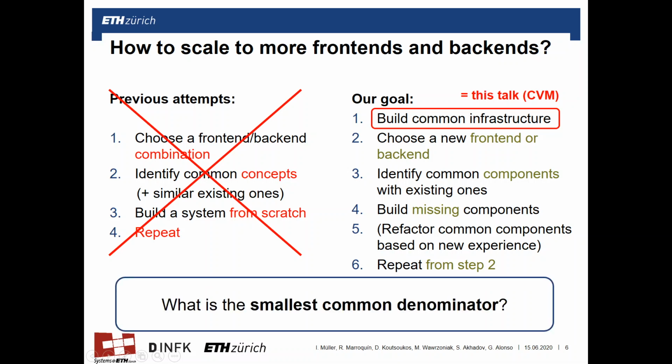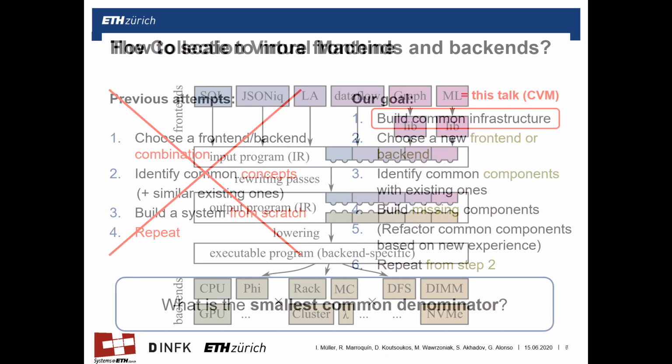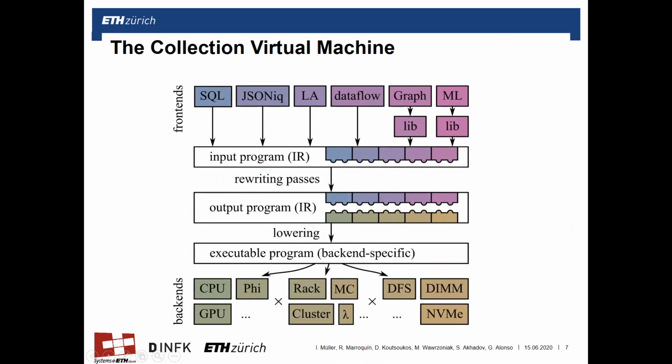The big question that we need to answer for this work is what really is the smallest common denominator. And we believe that the compiler infrastructure for intermediate representation is the key answer. The overall architecture looks as follows.